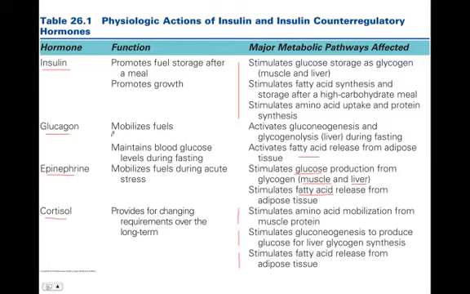So these will be our primary hormones we'll focus on, and now we'll focus specifically on the direct mechanism of action of each one of these during both the fed, fasted, and starvation states. It's critical that you know not just that insulin stimulates glycogen synthesis, but how insulin stimulates glycogen synthesis and what the regulatory enzymes are. And this is true for all of these pathways.